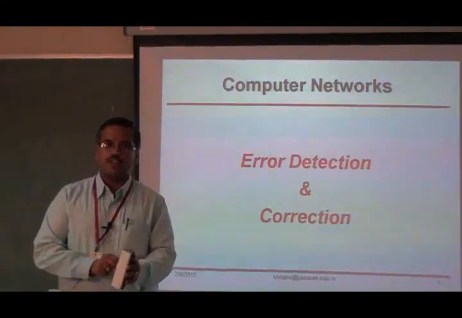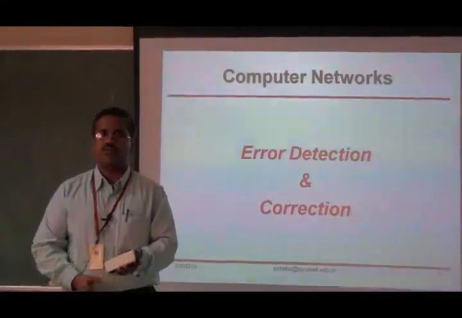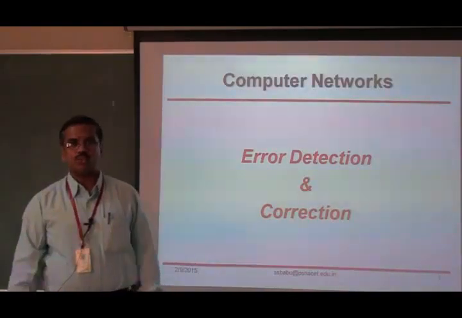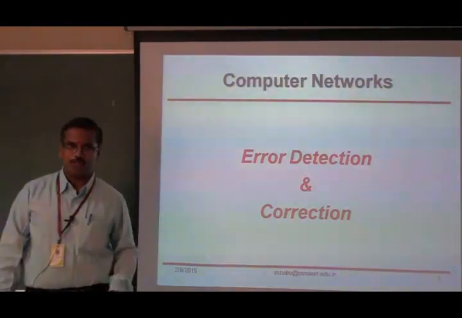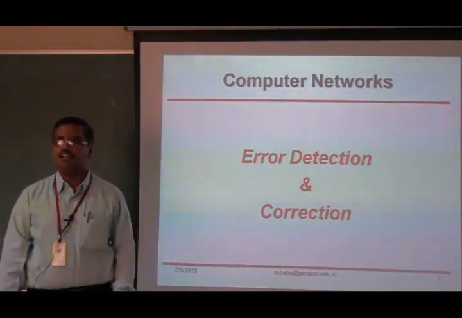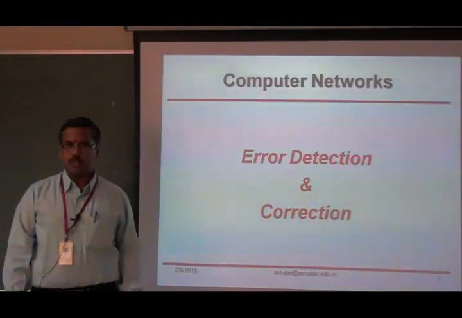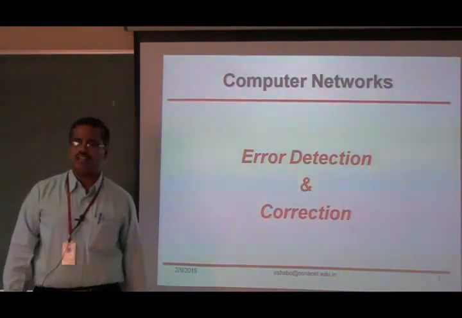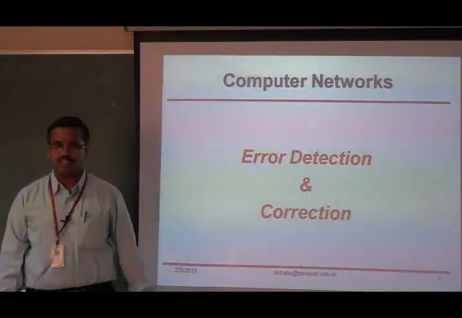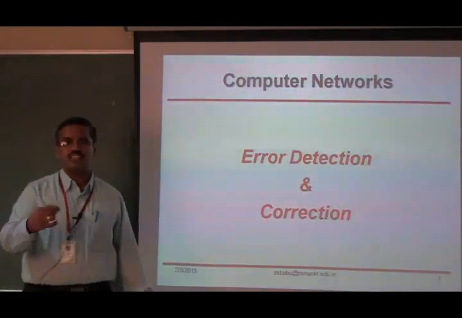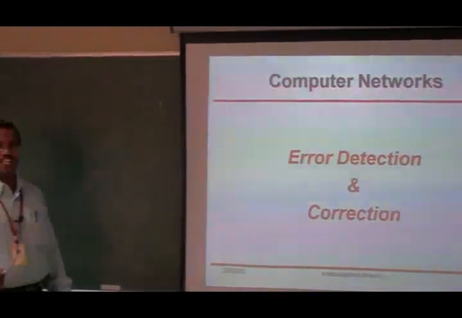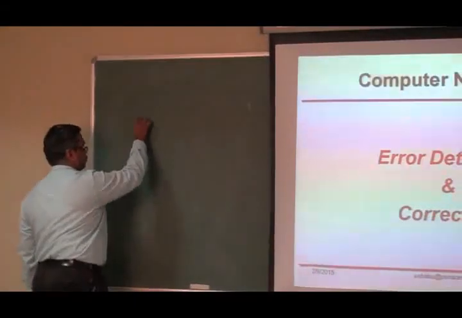So I am going to give a lecture based on the computer network subject. There I am going to give a topic on error detection and error correction. So what is an error, and how can it occur in the computer network? Let us see a simple diagram of how data is transferred.